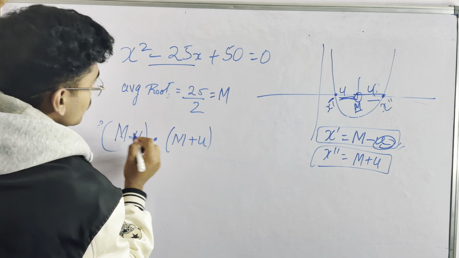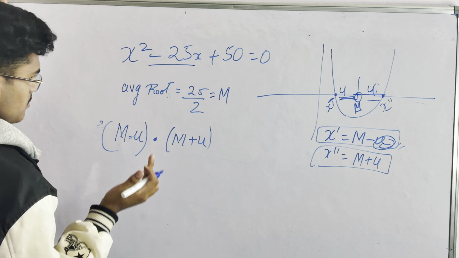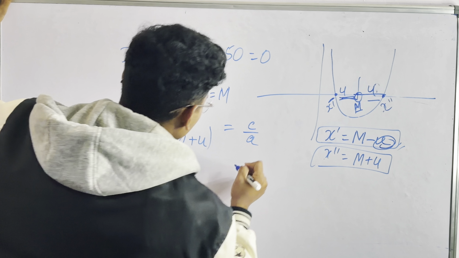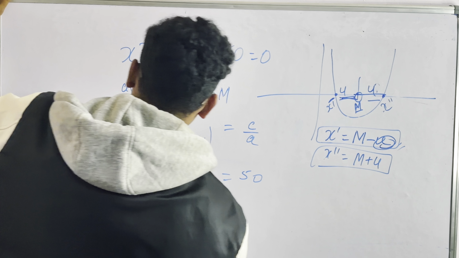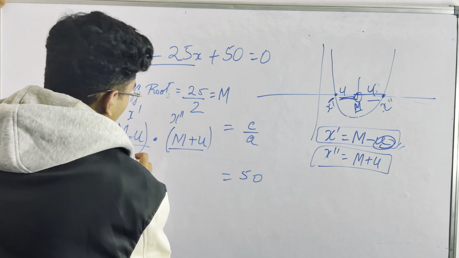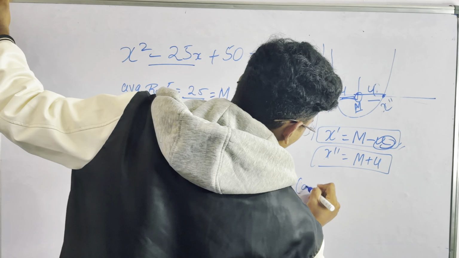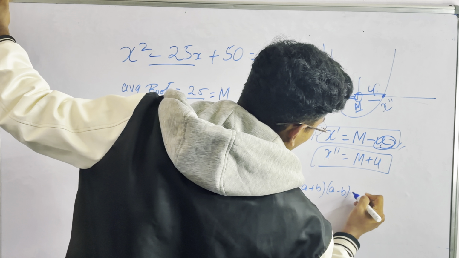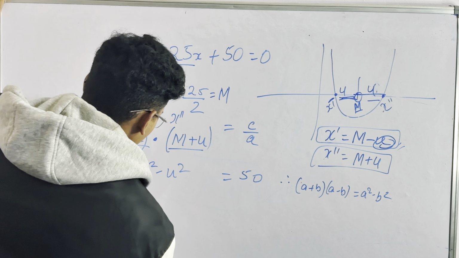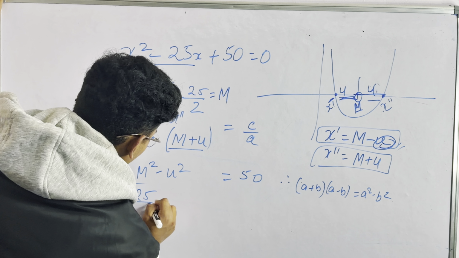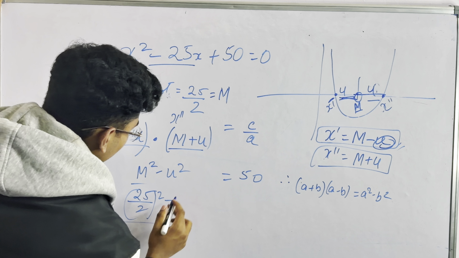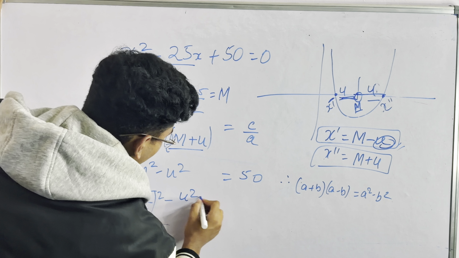We have these roots, x dash and x double dash, and the product is c by a. What is c by a? c by a is 50. Here we know the identity: a plus b into a minus b is equal to a square minus b square. So m square minus u square. What is m square? m square is (25 by 2) whole square minus u square.